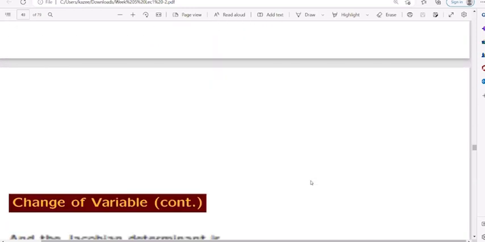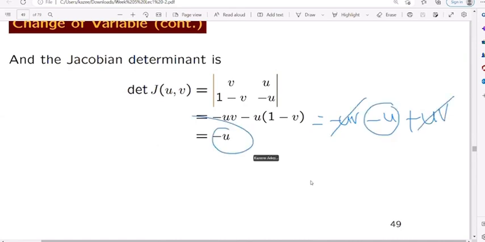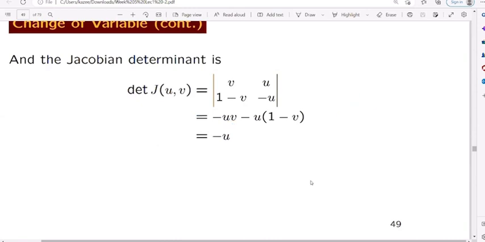Okay, that is what you're going to do next, which is what I did here. I find a determinant, and when you simplify, minus UV minus U plus UV, this cancels this. I got a minus U. That's how I got that. Look at that. Is there anyone who doesn't understand how to figure that out?